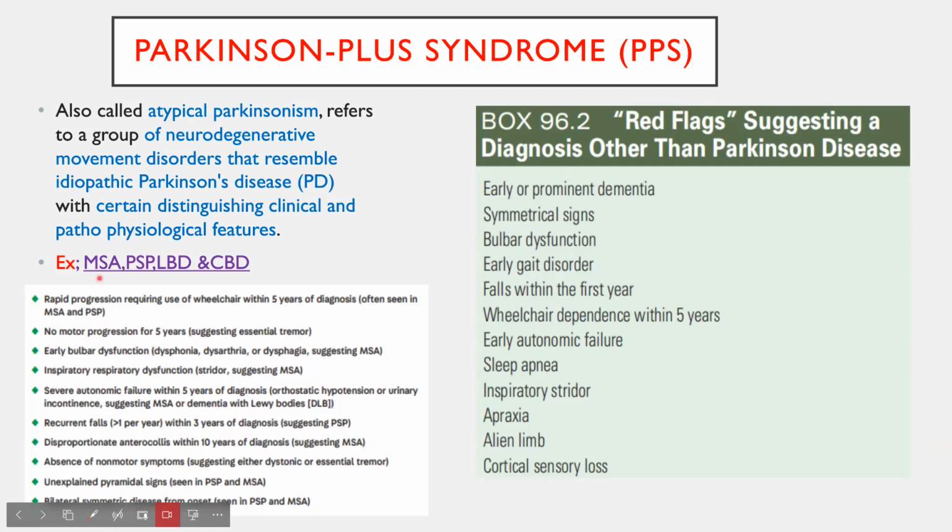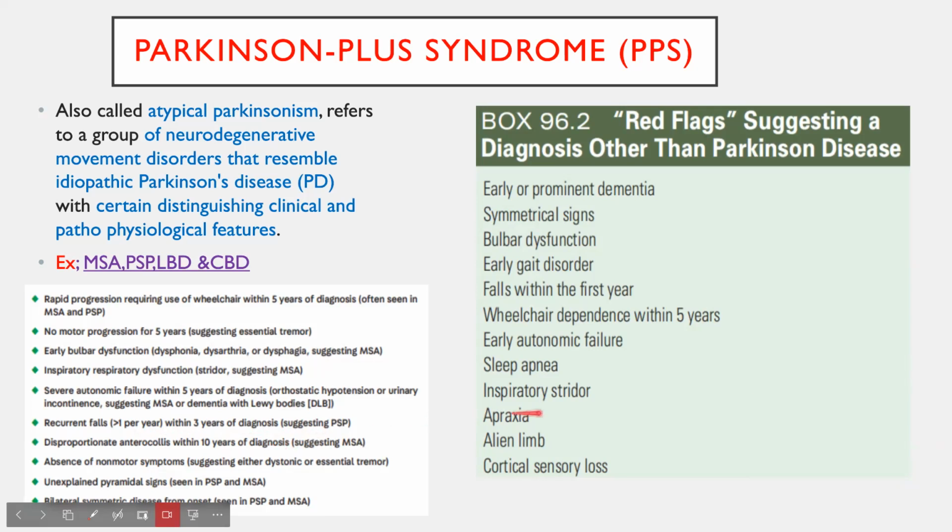Usually in this setting, the patient will have rapid progression. Within 5 years of onset, the patient will be bedridden. And most of the patients will not have typical motor features, sometimes associated with tremors like the essential tremor spectrum. And in MSA, the patient will have severe bulbar symptoms like dysphonia, dysarthria, dysphagia, inspiratory stridor, and severe autonomic dysfunctions. And recurrent falls, that is more than one fall per year within 3 years of onset of Parkinsonism features, is classically seen in progressive supranuclear palsy. And history of dystonia in the form of antecollis is seen in MSA.